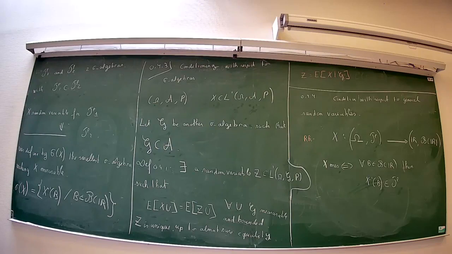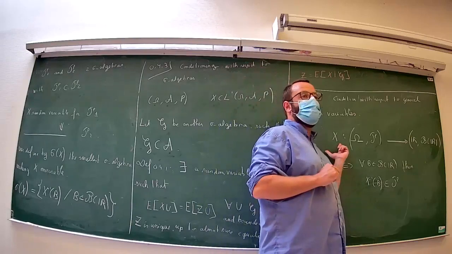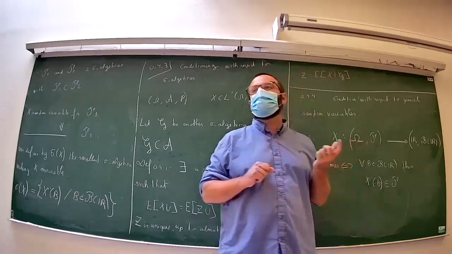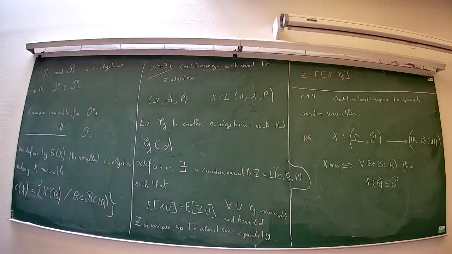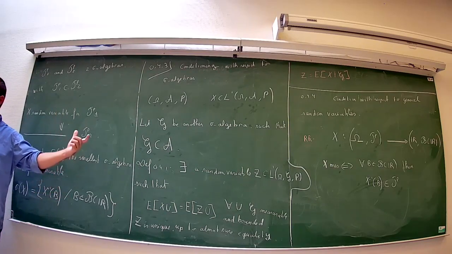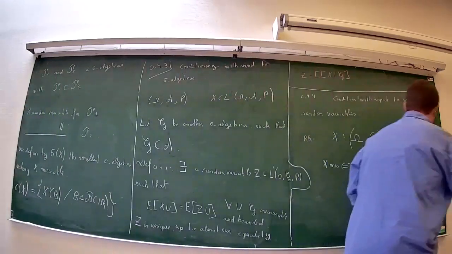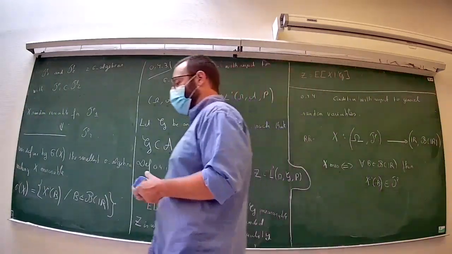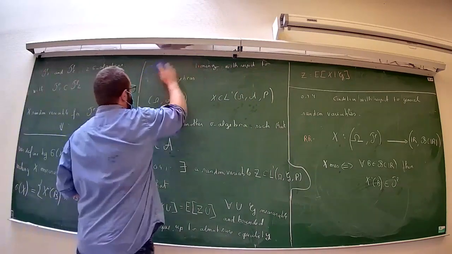So why have I introduced this? In order to remind you that if I consider X as a mapping from omega into R, it is always possible to equip omega with a sigma algebra that we call sigma of X, which is the smallest sigma algebra that makes X measurable. So I erase this for a moment.